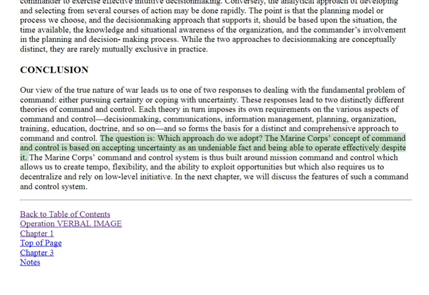The Marine Corps concept of command and control is based on accepting uncertainty as an undeniable fact and being able to operate effectively despite it. The Marine Corps command and control system is thus built around mission command and control, which allows us to create tempo, flexibility, and the ability to exploit opportunities, but which also requires us to decentralize and rely on low-level initiative. In the next chapter, we will discuss the features of such a command and control system.